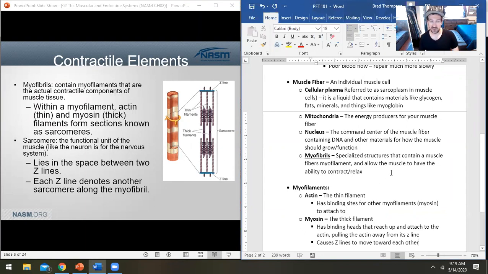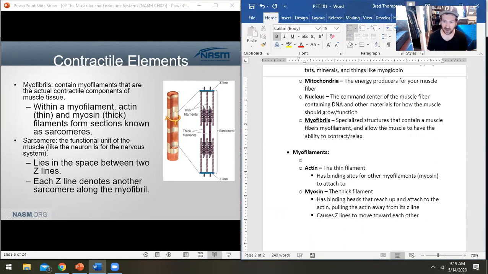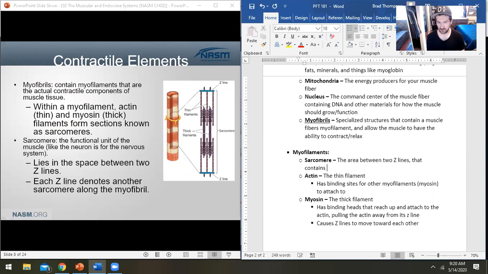Now we're going to refer to this area of town, right? The space between these two Z lines, we're going to refer to this as the sarcomere. So I'm going to go up here and we're going to put the sarcomere. That is the area between two Z lines that contains the actin and myosin.